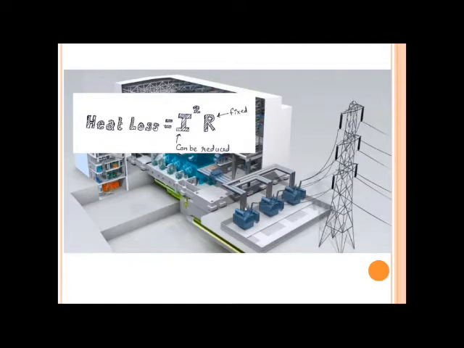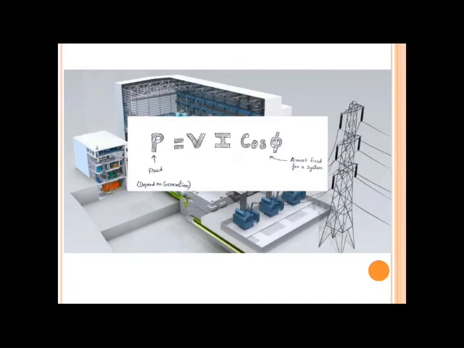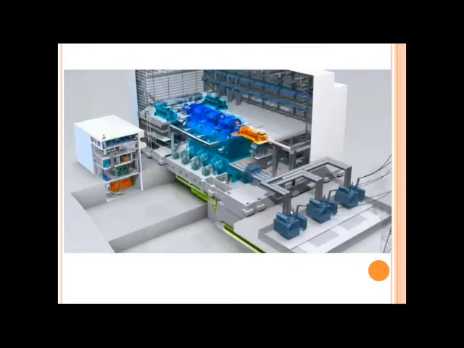So we know that P is equal to VI cos phi. Cos phi is almost fixed for a system. Power is fixed depending on generation. So either we need to increase the voltage and decrease the current, or increase the current and decrease the voltage to maintain the product constant such that we can maintain the power. The voltage is increased to reduce the current so that we can reduce the heat losses. So this is the reason why we step up the voltage near the generation.